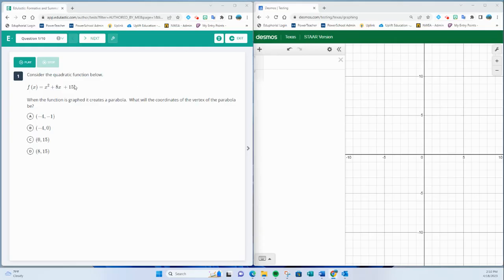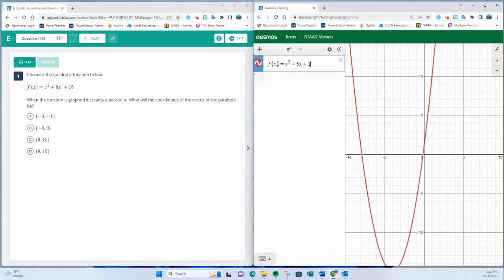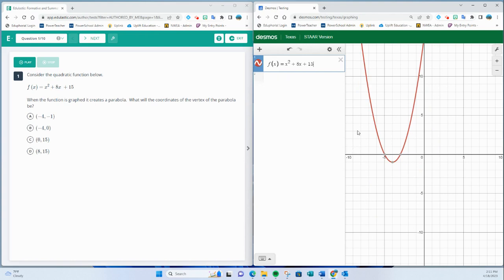All right, this is our very last lesson that we're going to be doing over exponential and quadratic functions. So here's our first one where we're going to type in the function f of x equals x squared plus 8x plus 15. The vertex of the parabola is going to be the turning point, so where it goes from decreasing to increasing. And that point is right here at -4, -1.